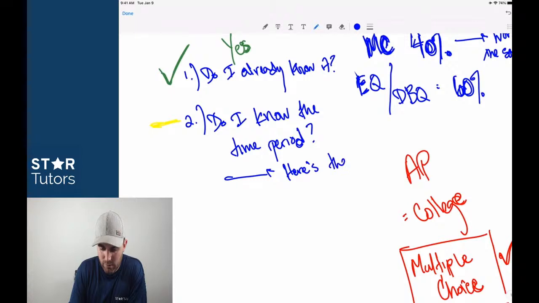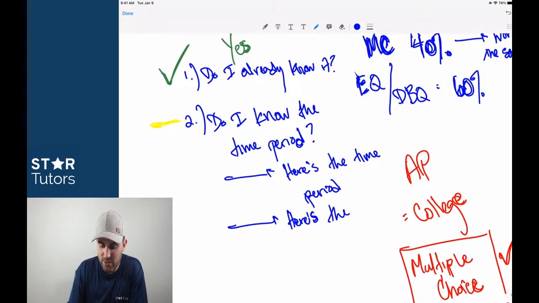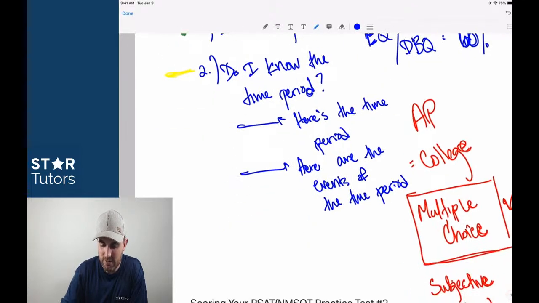Here's the time period. Okay? Here's what's happening in that time period. And again, this is where if you assess how well you know each time period before the test on Wednesday, if you're taking it on Wednesday, that can be super beneficial. Here's what's going on. Here are the events of the time period.